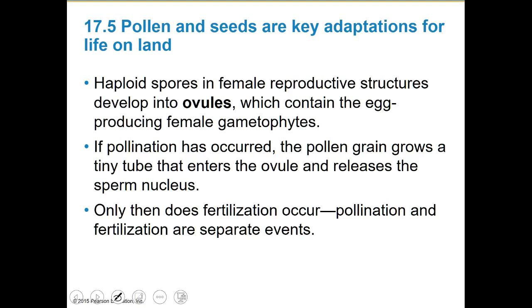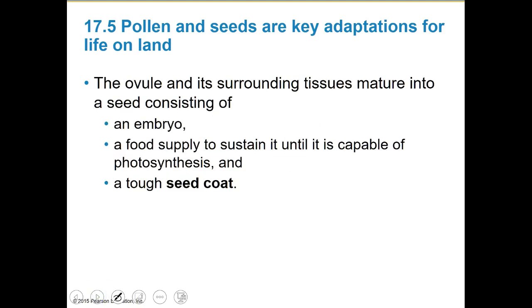Alright, so haploid spores and female reproductive structures develop into ovules. These contain the egg-producing female gametophytes. If pollination has occurred, the pollen grain grows down a tiny tube to enter the ovule and release sperm into the nucleus. Only then does fertilization occur. This one's better to see in the actual pictures, so I'll show it to you.